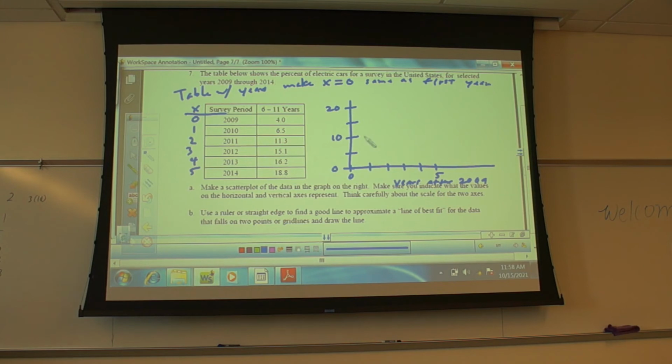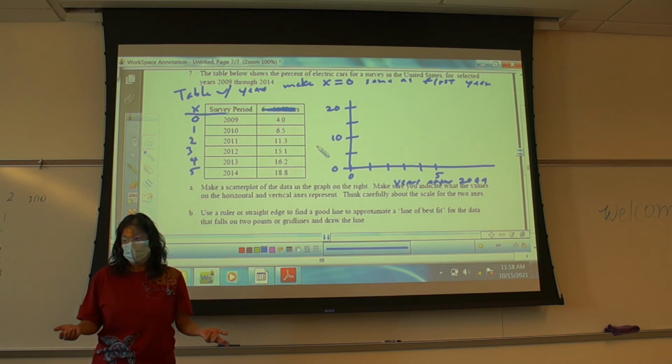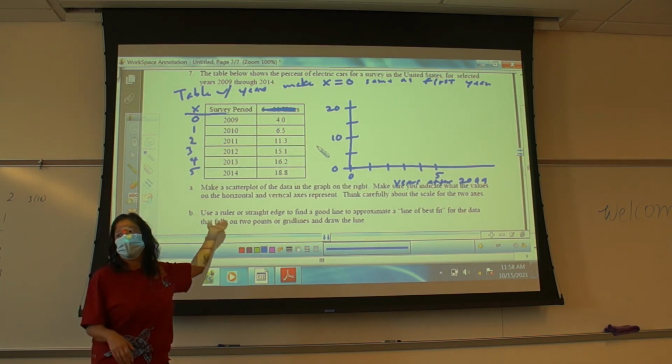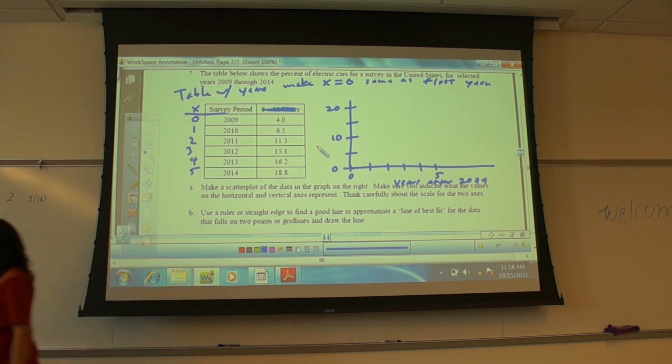Oh, that's wrong. That's a typo. What happened was, I made up this test last night, so I just grabbed data that was already there, and I didn't change that. I just on the fly last night said, let's make some new problems so you guys have something else to do. Actually, this might be the same as yours. This would be percent electric cars.